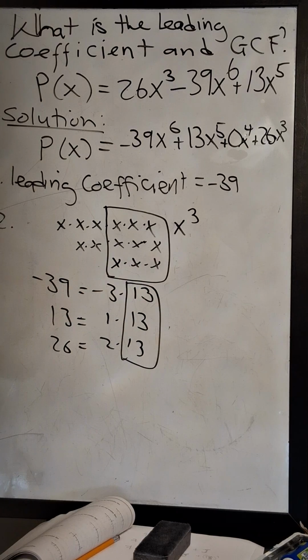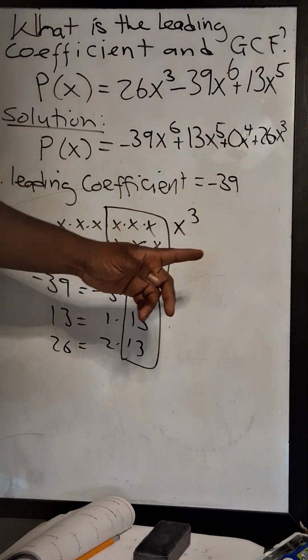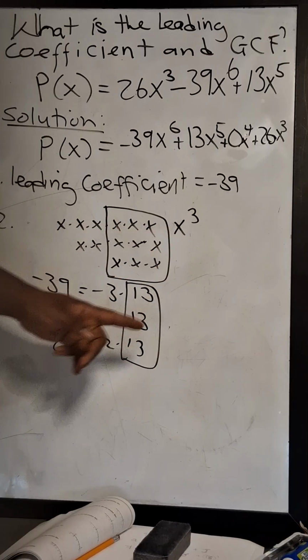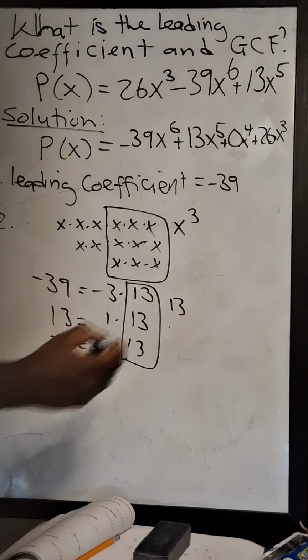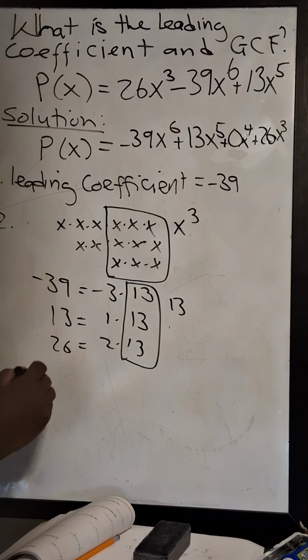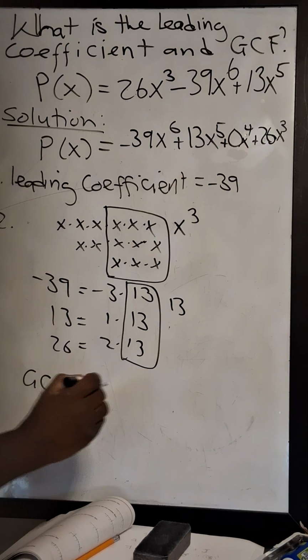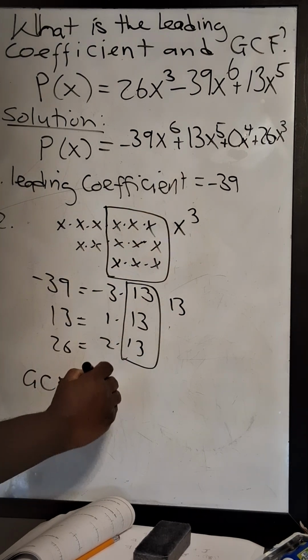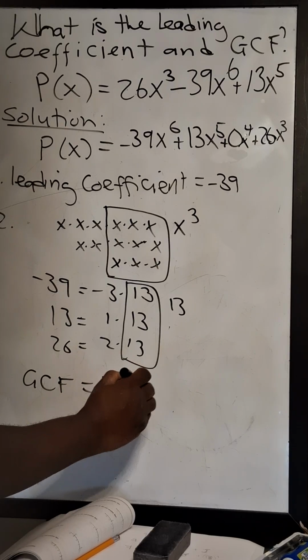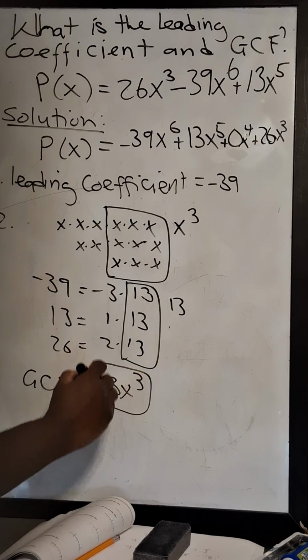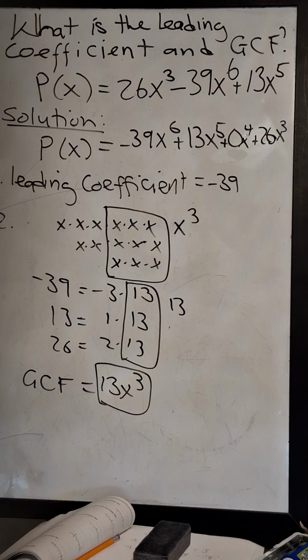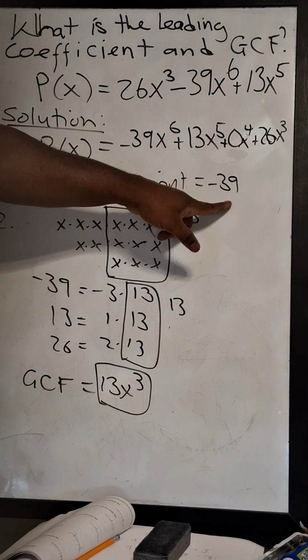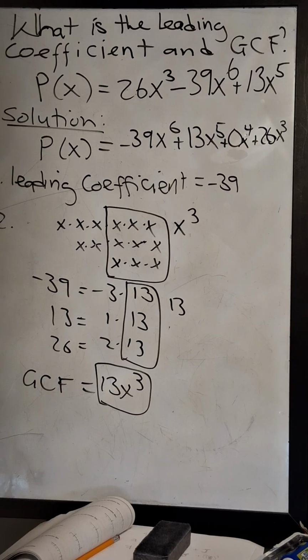Okay. So together, the x and the constant, the GCF, greatest common factor, will be 13 times x cubed. Okay. That's our GCF. And this is the leading coefficient.